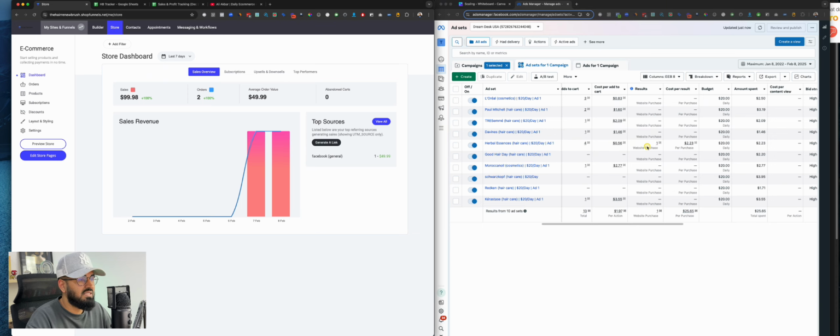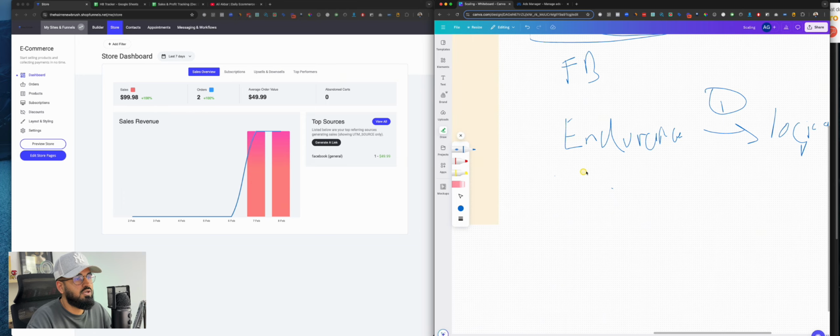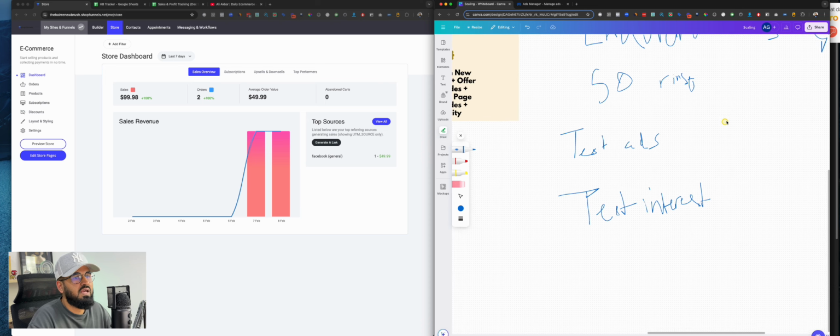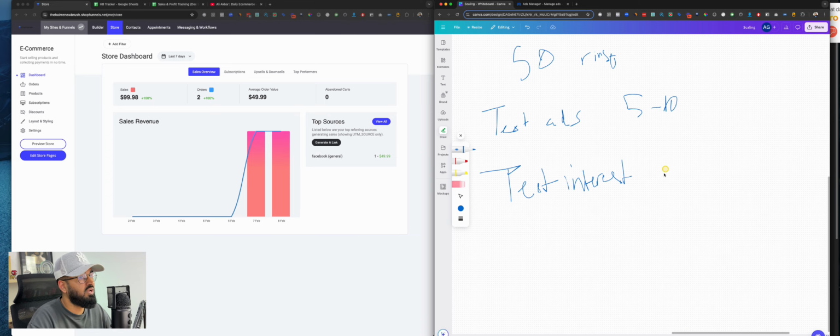So essentially what we're basically going to do now is just rinse and repeat this process, okay, until we get our first 50 sales. And what is that process that I'm talking about? Well, the process is testing ads, right, and testing interests. Okay, basically what you're gonna need to do is at least test anywhere between 5 to 10 really good ads, and ads that you've put effort into, right? And then for interests, you're going to need to test at least 10 to 20 different interests.